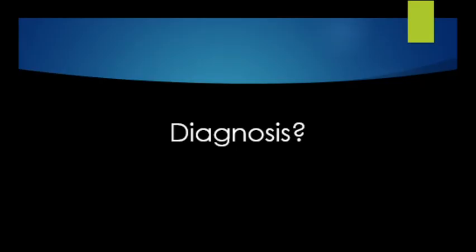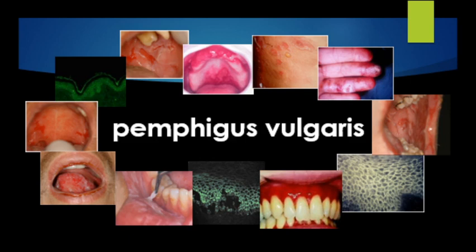After we have finished reviewing the available diagnostic information, the diagnosis is pemphigus vulgaris. Although pemphigus vulgaris is much more common in adult female patients, it can occur, but rarely, in children.